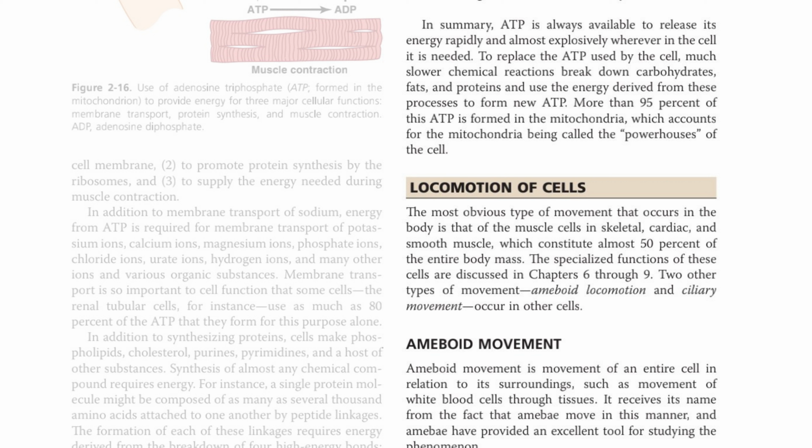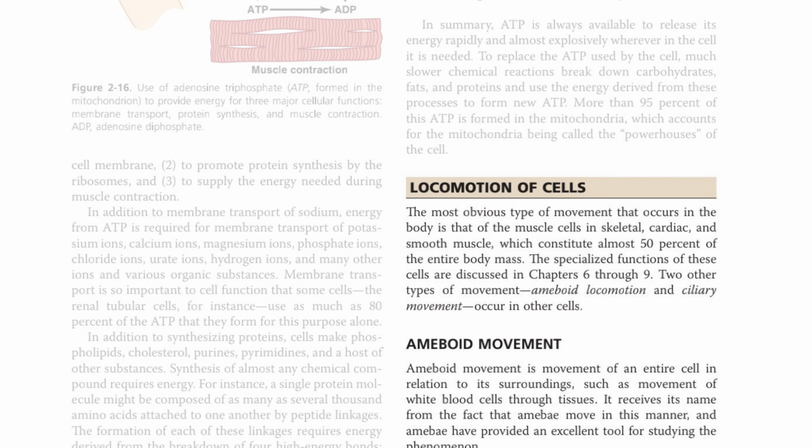More than 95% of this ADP is formed in the mitochondria, which accounts for the mitochondria being called the powerhouses of the cell. Locomotion of cells. The most obvious type of movement that occurs in the body is that of the muscle cells in skeletal, cardiac, and smooth muscle, which constitute almost 50% of the entire body mass. The specialized functions of these cells are discussed in Chapters 6 through 9.